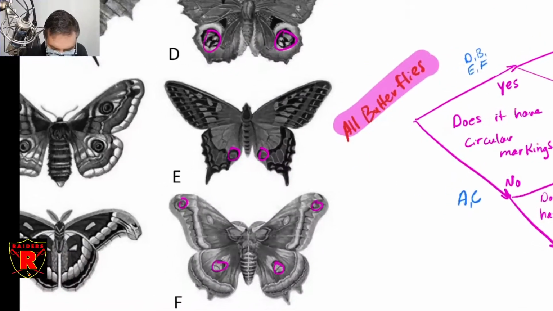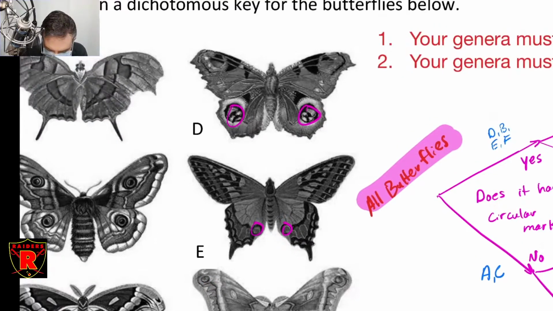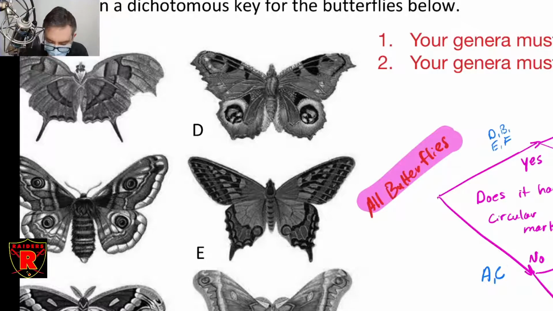And then of the no's, now we're only talking about E and D. How do I differentiate between these last two? Having a good think on this one. That's fine.